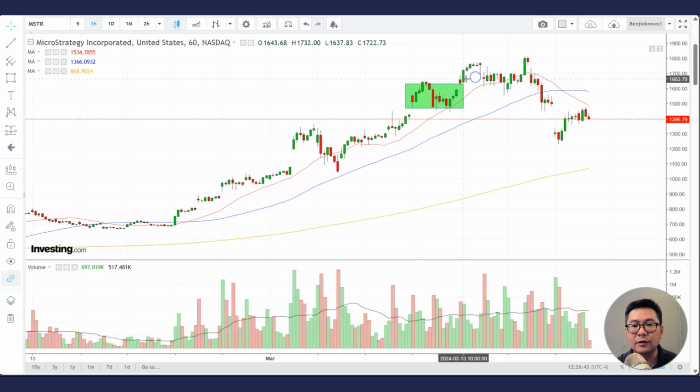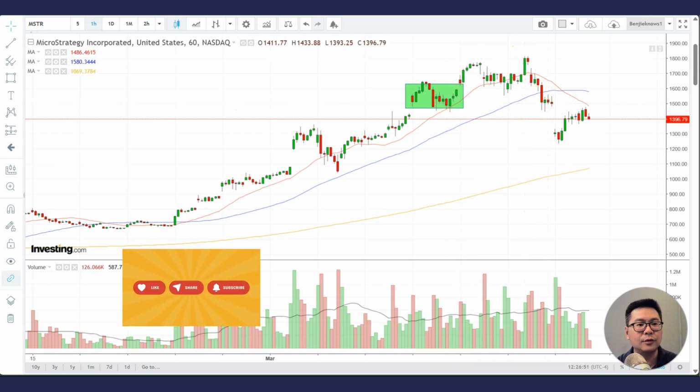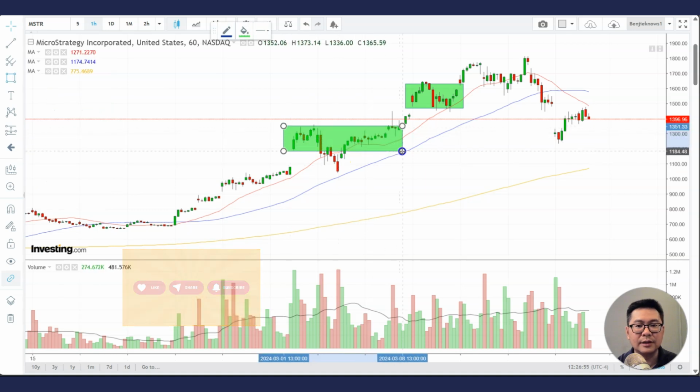See how the stock went up, traded, corrected, but bounced back up because of support. Now it has broken below the support area, and we need to look at where is the next battle line. The next battle line is here.